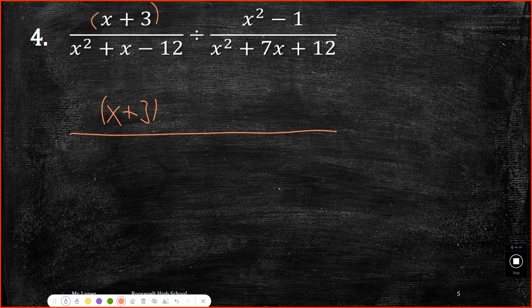Let's go ahead and factor out the bottom here. This is going to be x and x. And then what are the numbers? It's got to be something like 3 and 4. It has to be 3 and 4, or 4 and 3. Which one is negative, though? One is negative, one is positive.